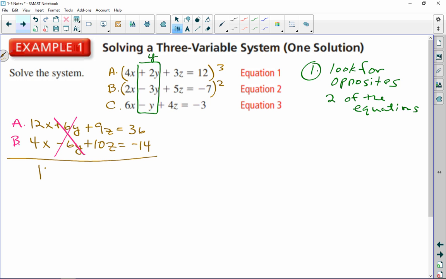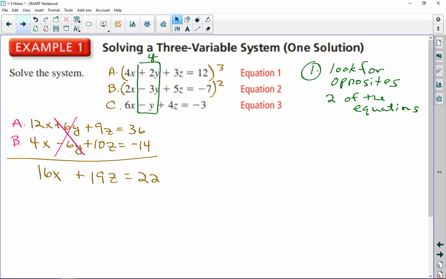12x and 4x would be 16x. 9z and 10z, that'd be plus 19z. And then combine those 2, what's that give me? negative 22. Is everybody with me so far? I mean, if you're lost, then raise your hand. Let me know.